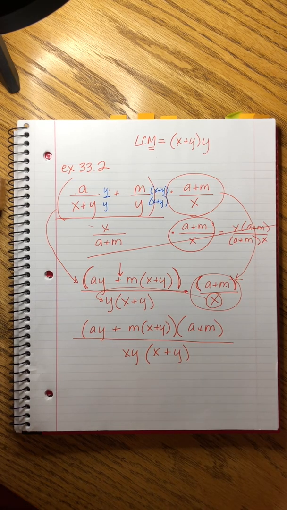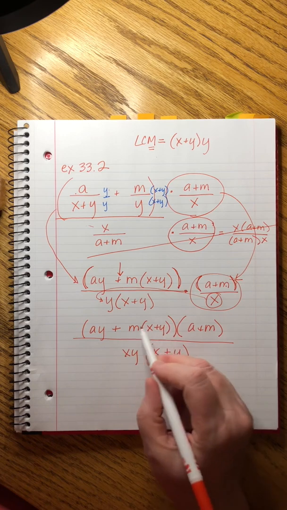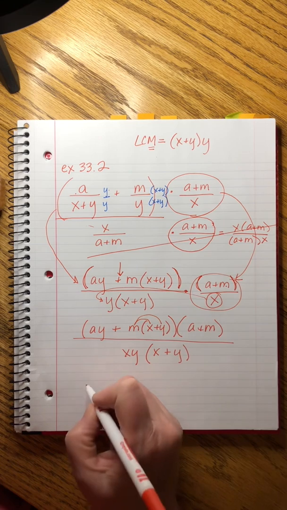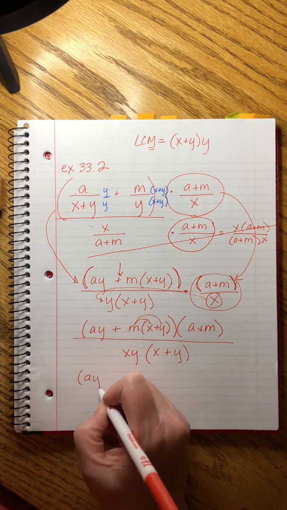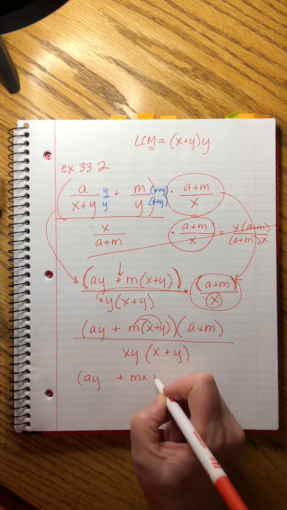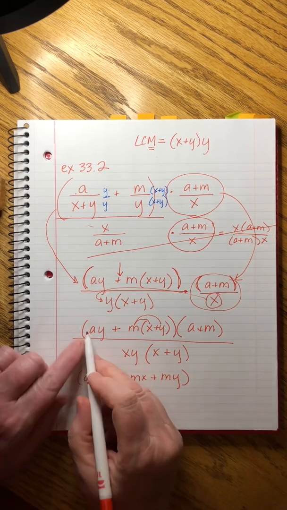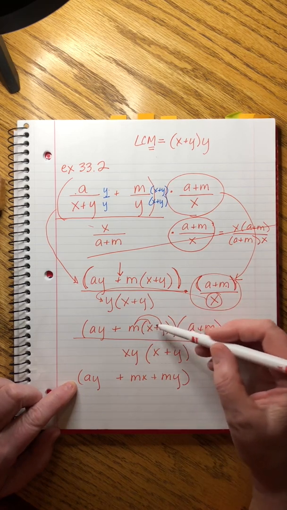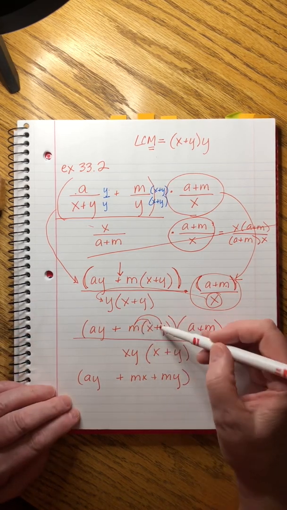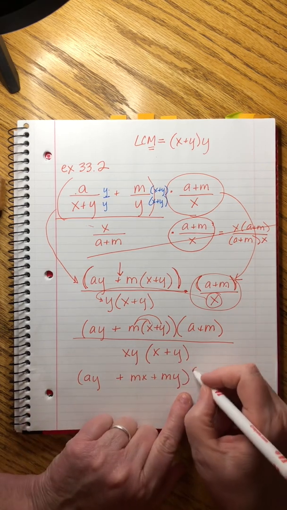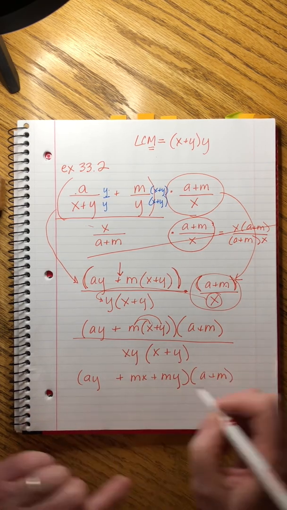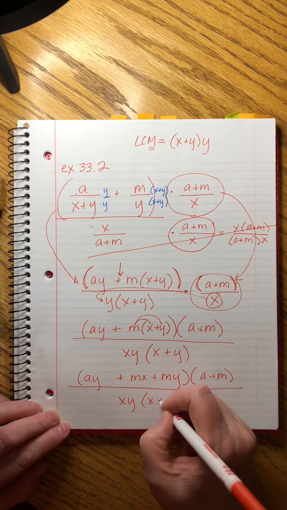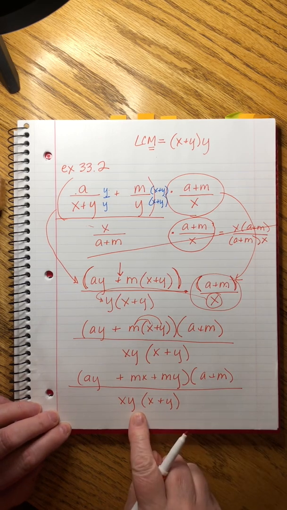All right? So then, I don't like this double parenthesis thing. So what I've decided is I would like to distribute that. So I'm going to write it one more time. AY plus MX plus MY. That's the first quantity. And I like it better because I don't like having parentheses inside of the parentheses. So I distributed that and got this. I'm much happier. This A plus M stays the same. And then this whole denominator stays the same. And that is the final answer.